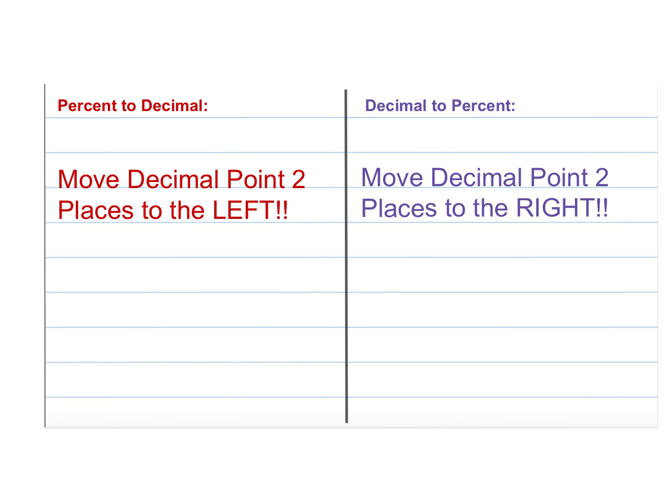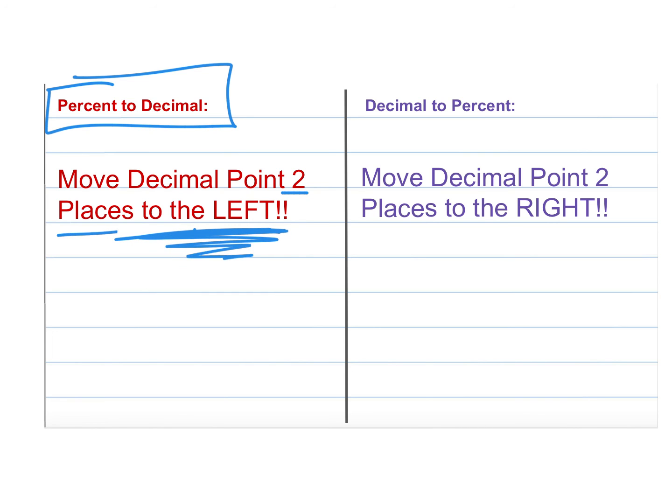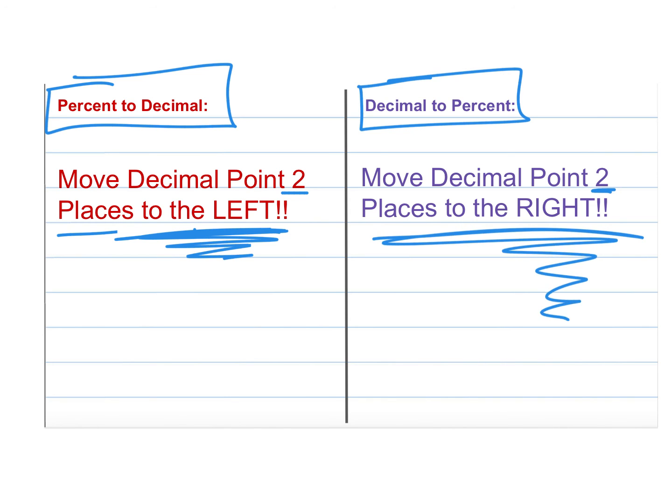Last thing that I want to make sure that you either find in your notes and circle or highlight or star or something, or if you can't find it, then please make sure you write this down. When we're changing from a percent to decimal, we move the decimal point 2 places to the left. And when we're going from decimal to percent, we move the decimal point 2 places to the right. Super important for you to remember.